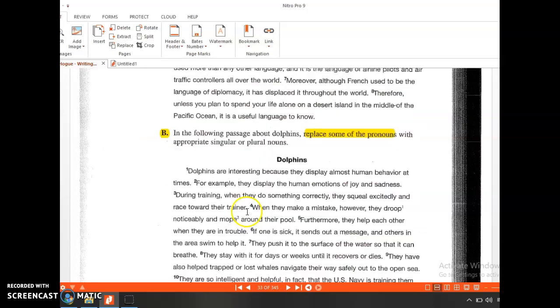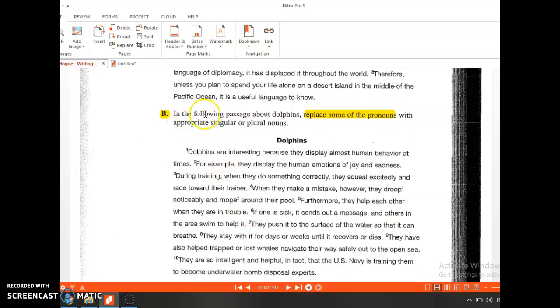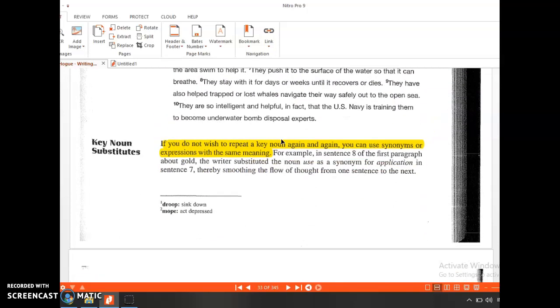Next, B. In the following passage about dolphins, replace some of the pronouns with appropriate singular or plural nouns. So you have to replace some of the pronouns with appropriate singular or plural nouns.